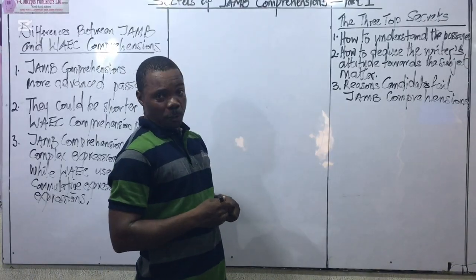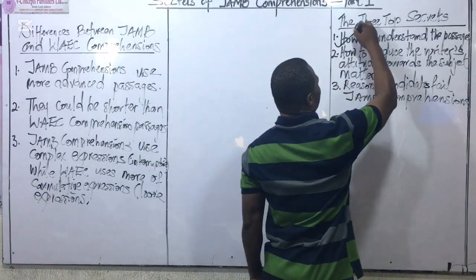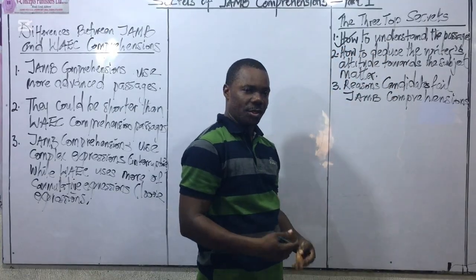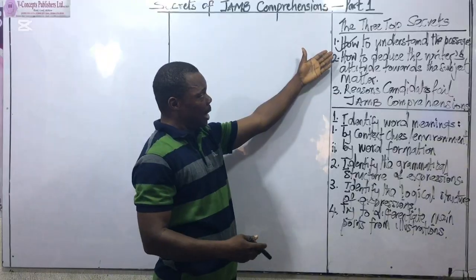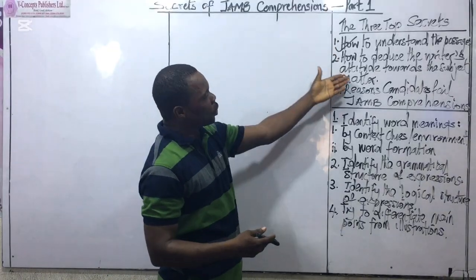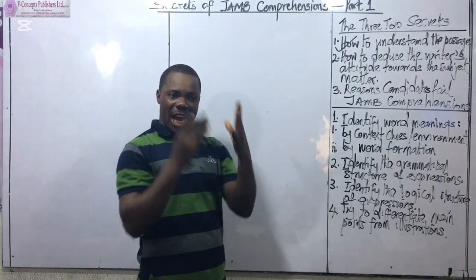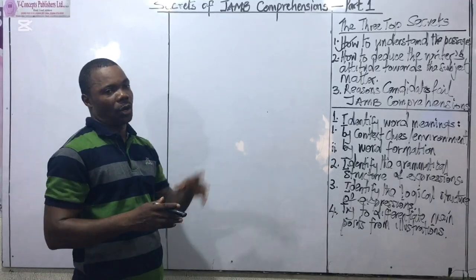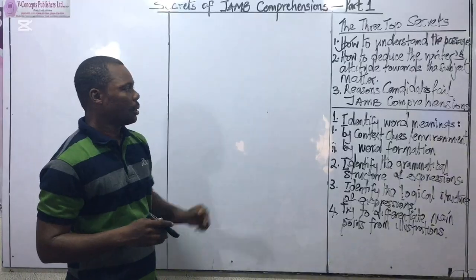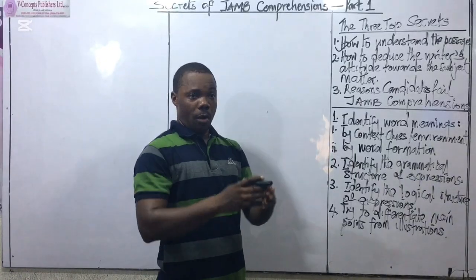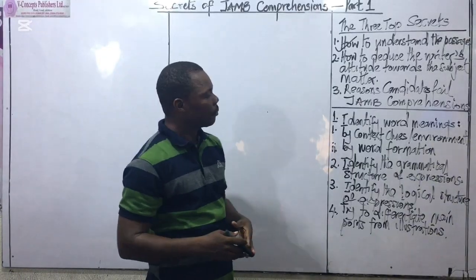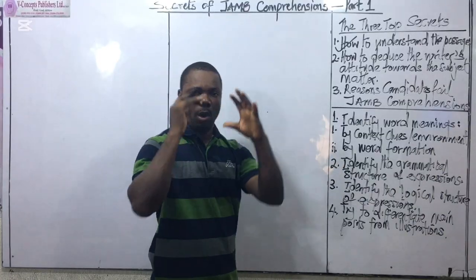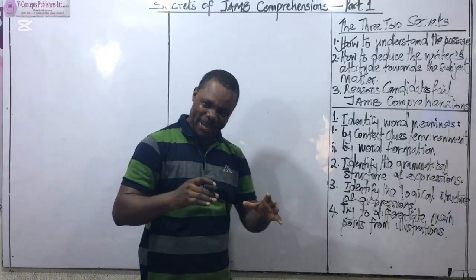Now, let's pick on the first one, which is how to understand JAMB comprehension passages. Now, here goes our first secret, which is how to understand a JAMB comprehension passage. Now, we have 4 tips to discuss under that secret. 1. When you are given a JAMB comprehension passage, the first thing you should do is to try to understand the words that are used in the passage.